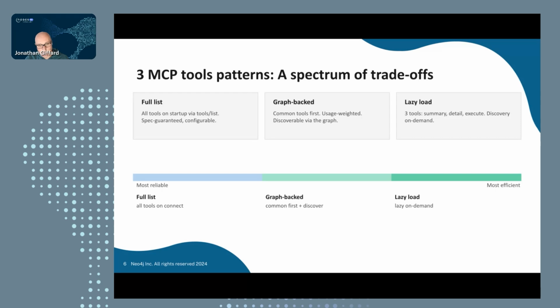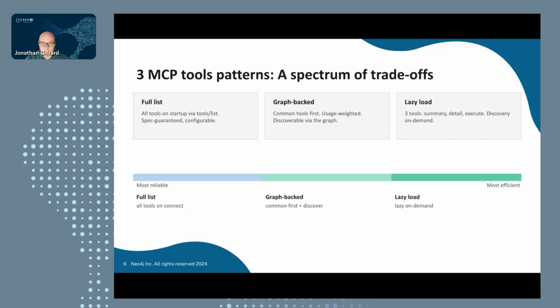And here's where I'm going to talk about 3 potential patterns you can consider when you're looking at MCP servers. And they have trade-offs, right? Nothing's for free. So if we talk about the full list approach, which is what I just mentioned, where we give the model everything on startup, that's what the MCP specification says happens. So the client says, give me the tools, the server responds with the tool list. So we know it will always happen. It's a reliable way of doing this, but it burns tokens.